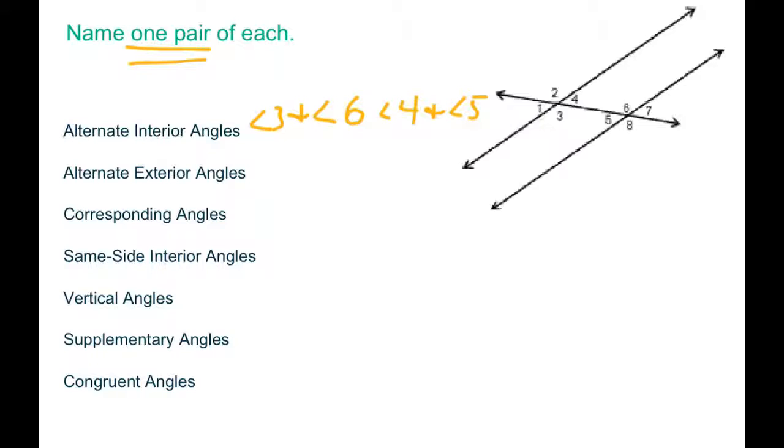Alternate exterior angles. That would be angle 1 and angle 7. They're both on alternate sides, or different sides, of the transversal and they're exterior. And then we have angle 2 and angle 8.